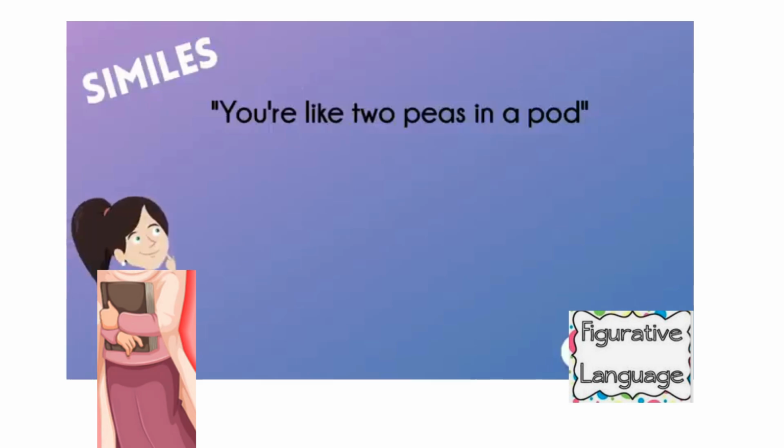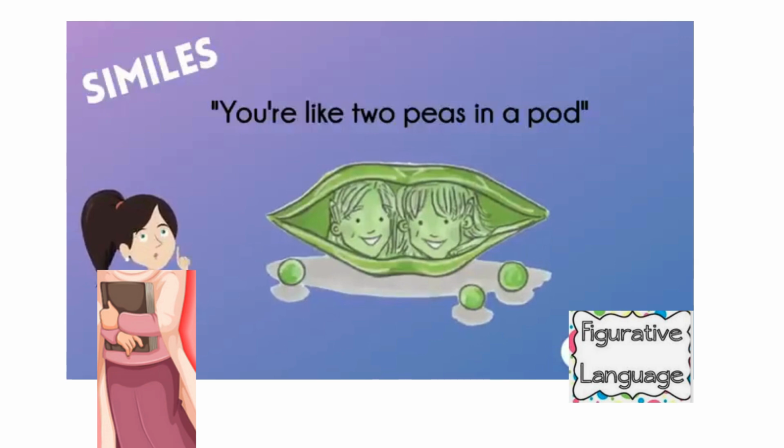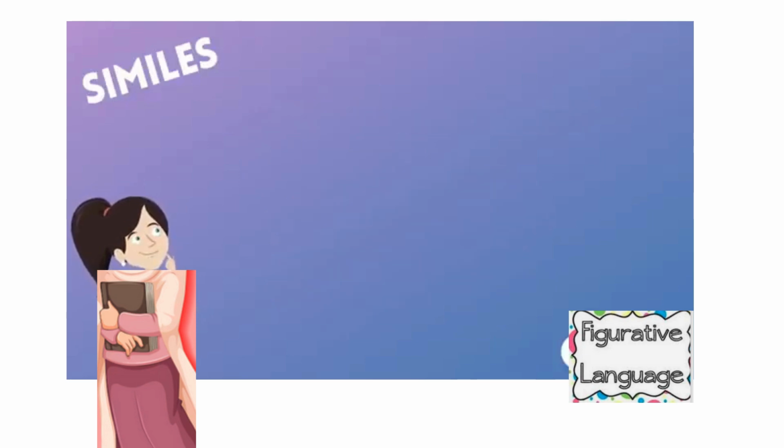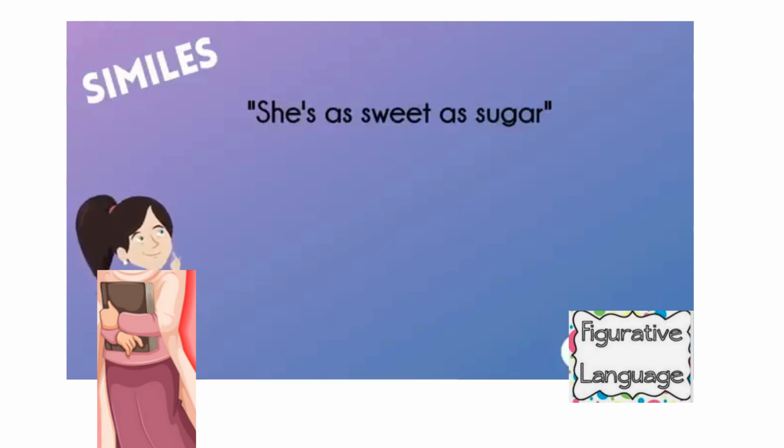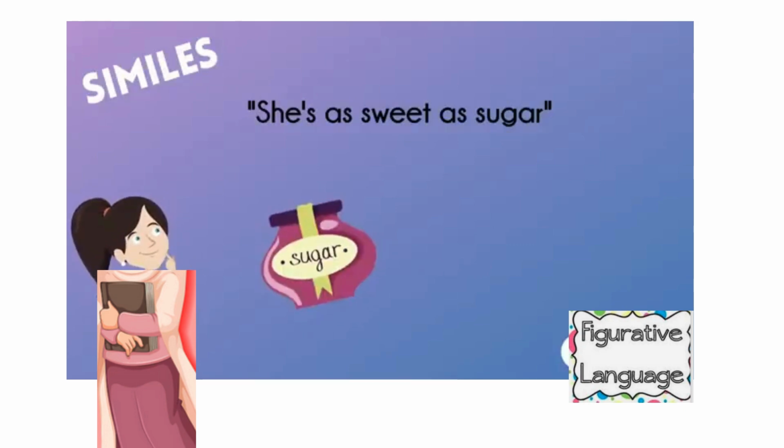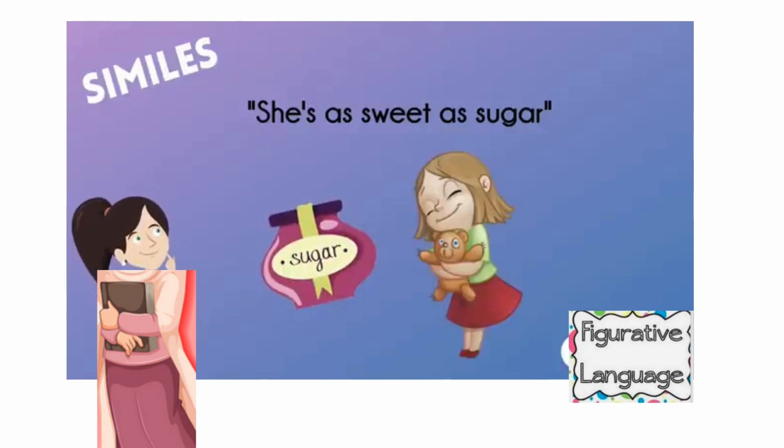Does this mean you and your friend are actually peas in a pod? No, that's just a way of comparing you and your friend by saying you're very similar to each other, in the same way that peas are in a pod. You might have also heard this simile, "She's as sweet as sugar." What does this mean? Does the girl actually taste sweet? No, this simile helps the reader understand the girl's sweet personality and how kind she is.